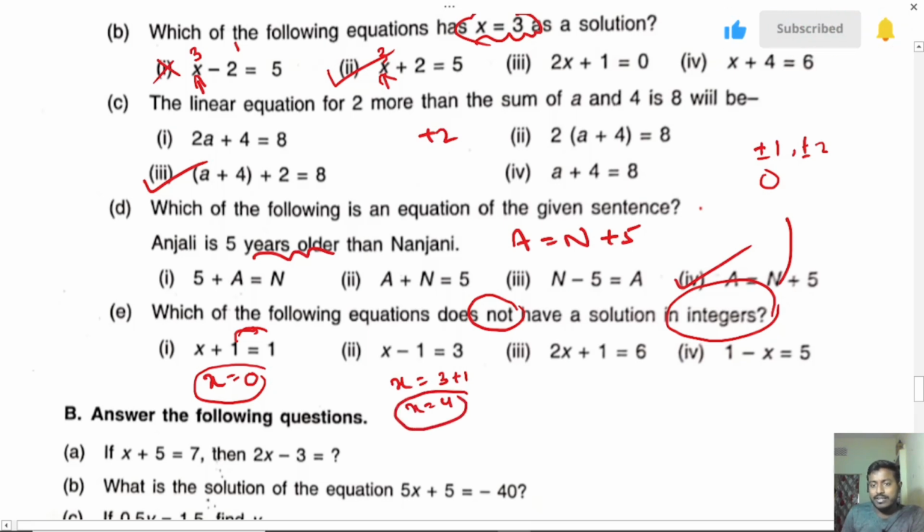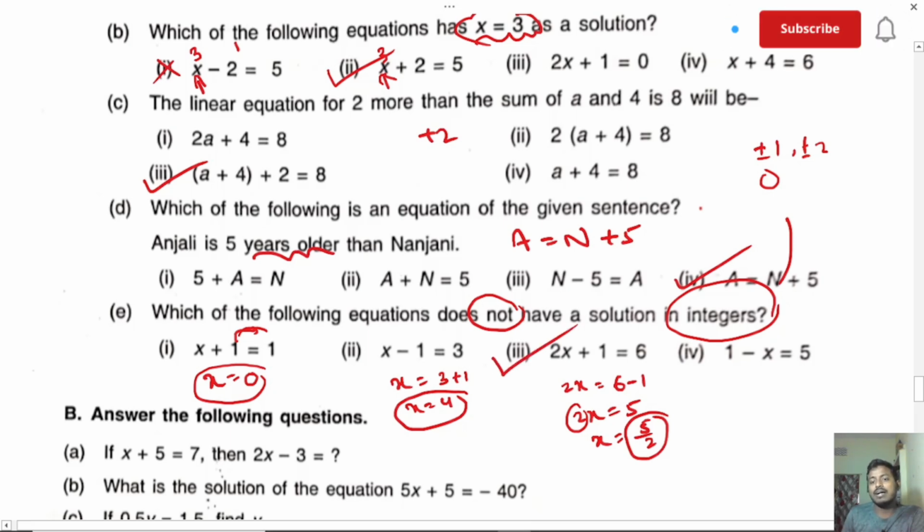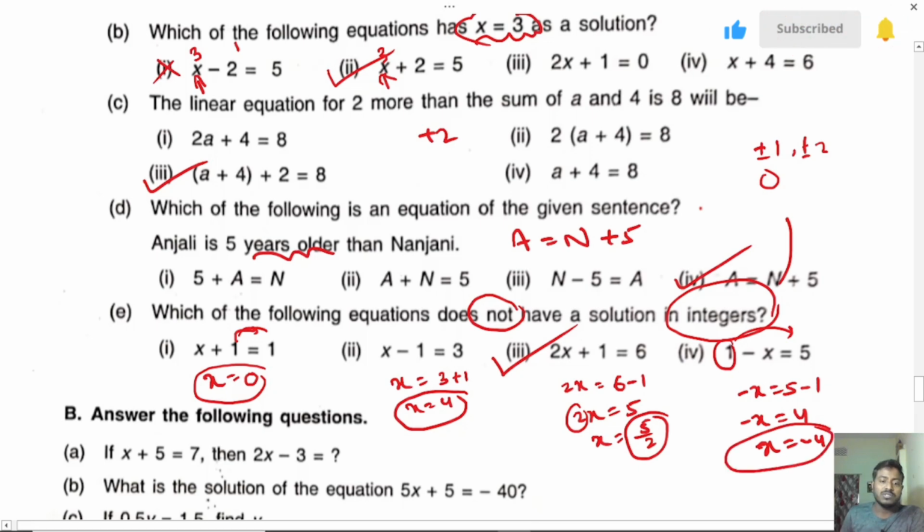Now 2x plus 1 equal to 6. So we can write 2x equal to 6 minus 1. So 2x equal to 5. So x equal to 5 by 2, since multiply becomes divide. Is 5 by 2 an integer? No, because it is a fraction or rational number. So option number 3 is the correct answer. Last one, also check. So minus x equal to 5 minus 1. So minus x equal to 4, x equal to minus 4. So minus 4 is also an integer. All of you clear? Now next.